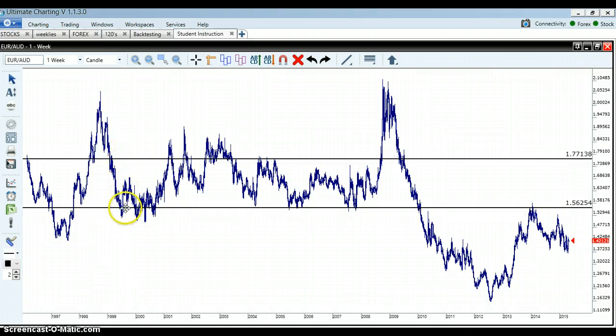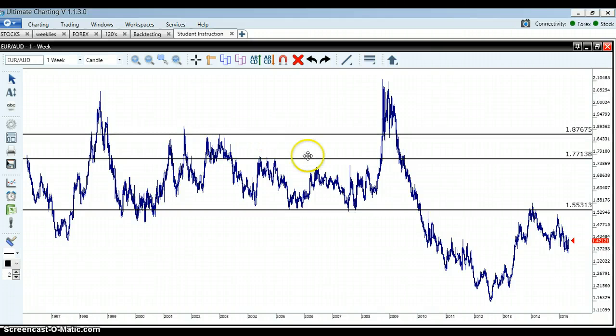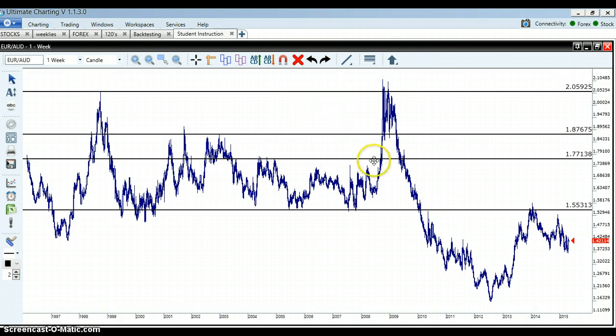Okay, so I want you to see how the market moved in this consolidation. Then when it broke it here, it went here, finally here. Okay, see how these levels became again support and resistance.